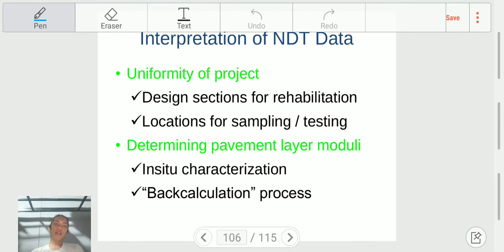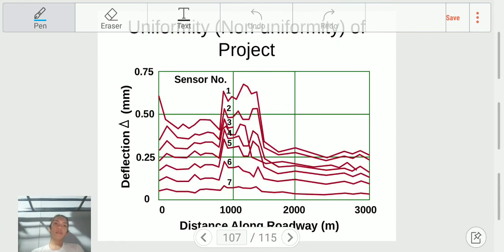Interpretation of NDT data. Uniform projects. So, uniformity of our project: design sections of rehabilitation, location for sampling, testing, or determining pavement layer moduli. Yan. Non-uniformity of our project. So here, deflection. Yan, mga garas-garas.